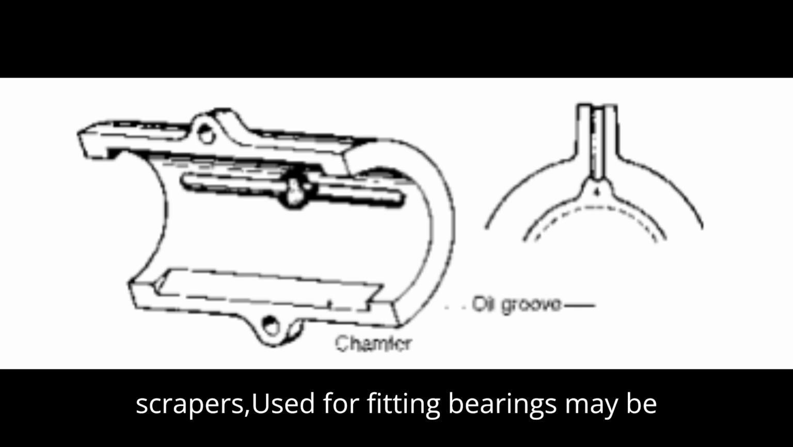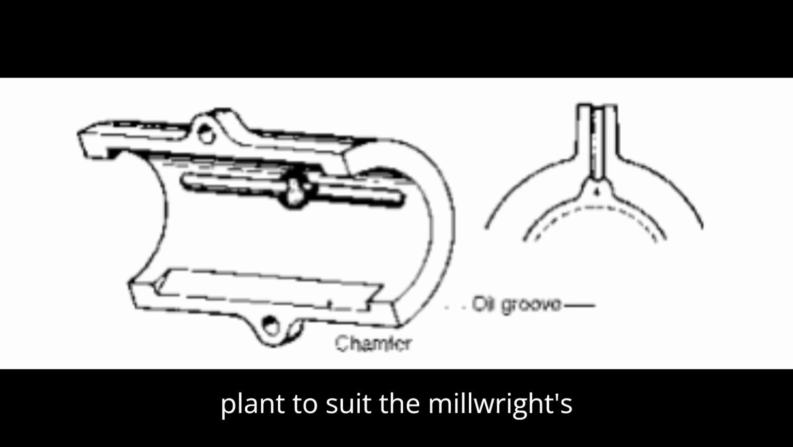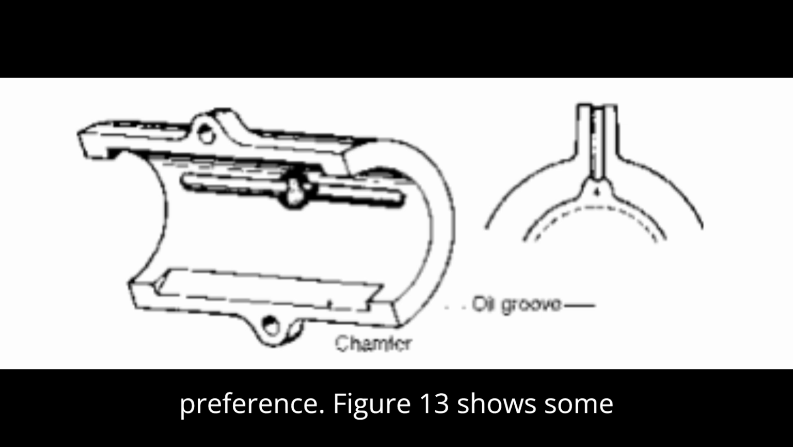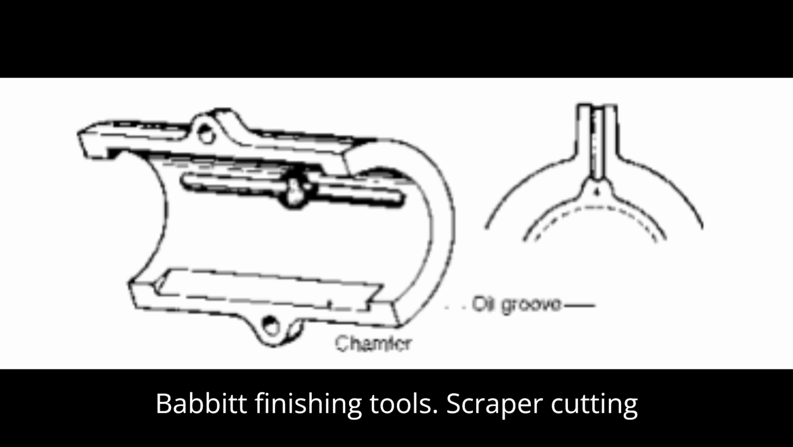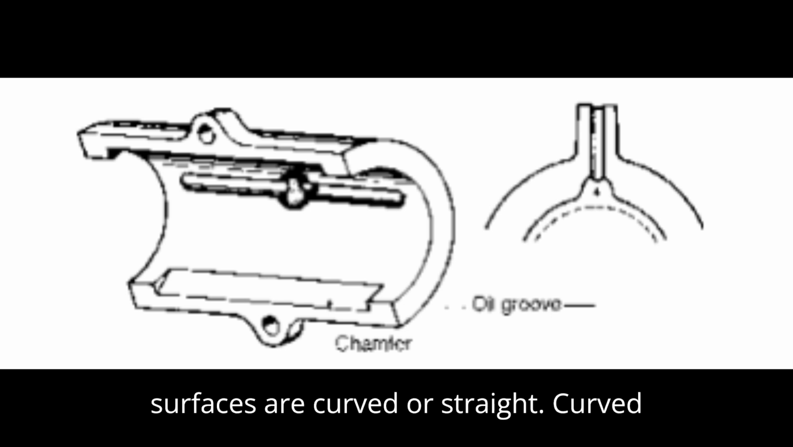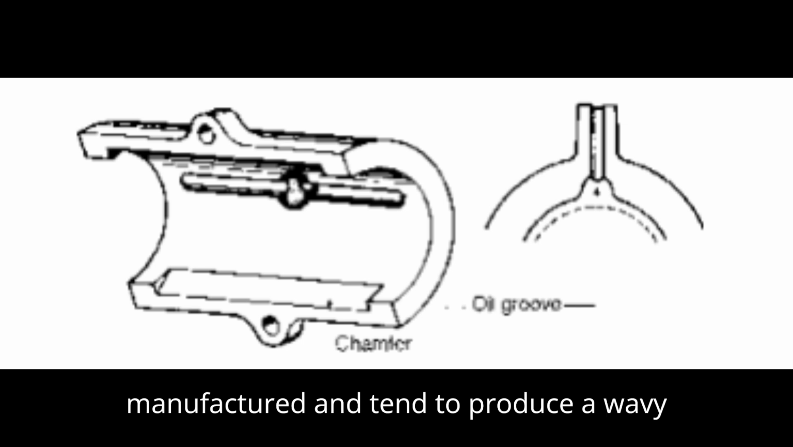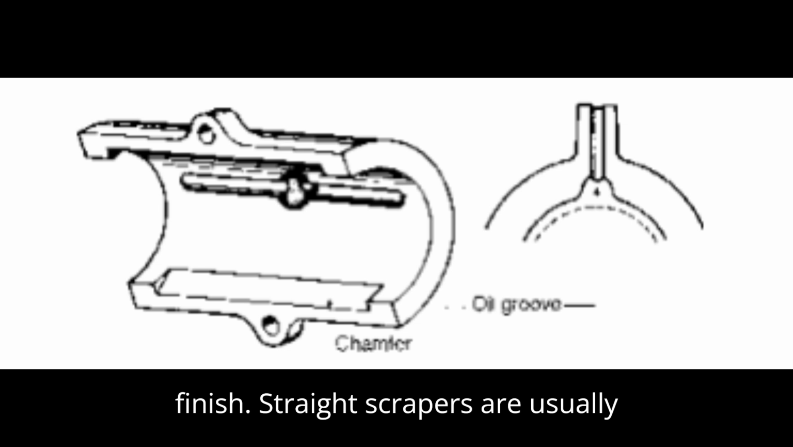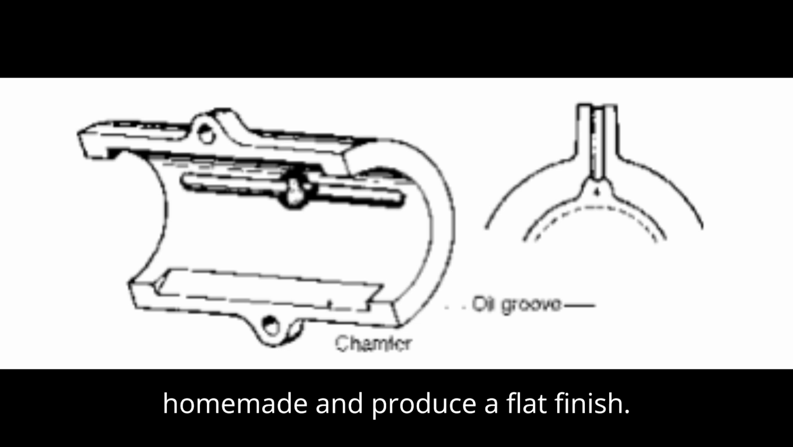Hand tools, such as scrapers, used for fitting bearings may be commercially produced or made in the plant to suit the millwright's preference. Figure 13 shows some babbitt finishing tools. Scraper cutting surfaces are curved or straight. Curved scrapers are usually commercially manufactured and tend to produce a wavy finish. Straight scrapers are usually homemade and produce a flat finish.